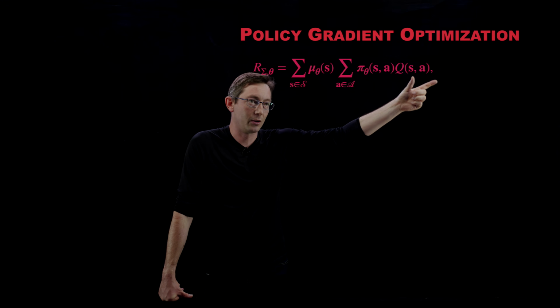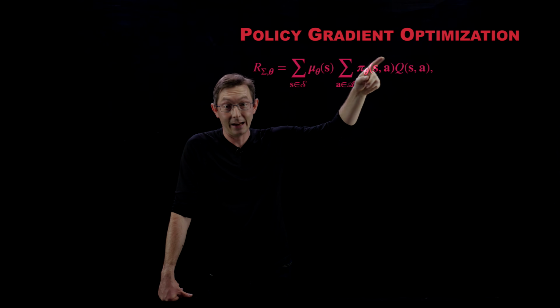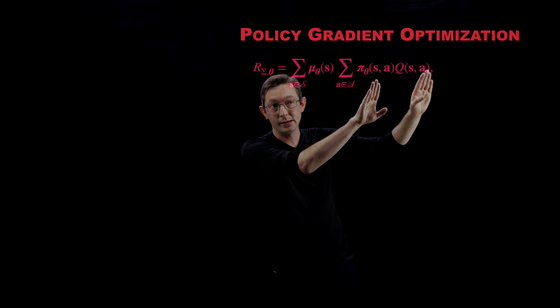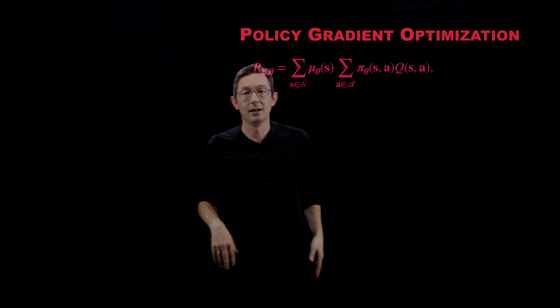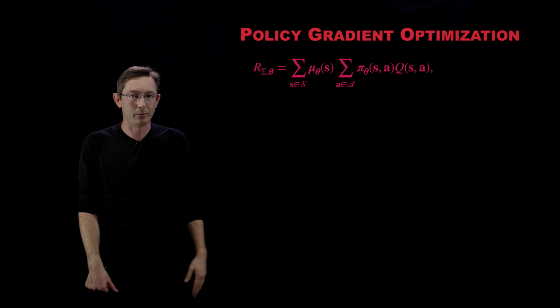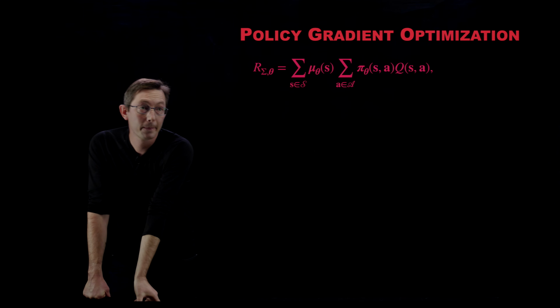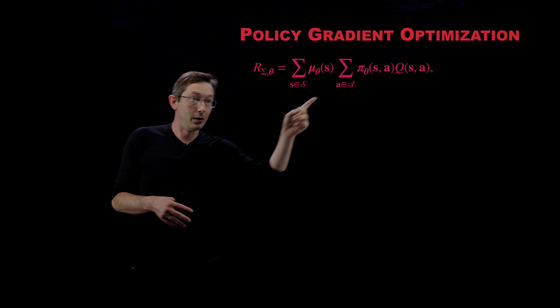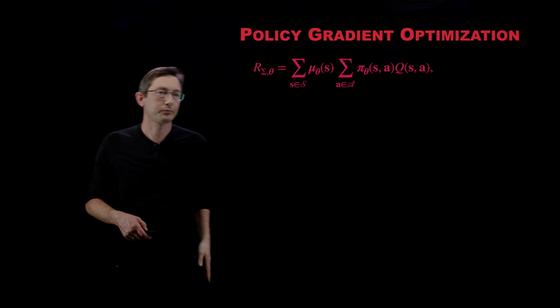Okay, so it's the quality of being in a state and an action, so I have to add up over all of the probabilities of taking any of those actions. So this is a weighted sum over actions. And similarly, I have to do that same weighted sum over states, and I'm using the asymptotic probability of being in that state. So this is the cumulative future reward. And what you'll notice is that we don't have the policy anywhere. We do have the policy, but it's parameterized by theta.